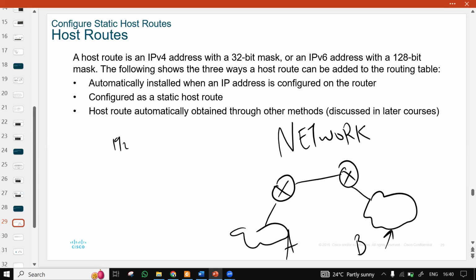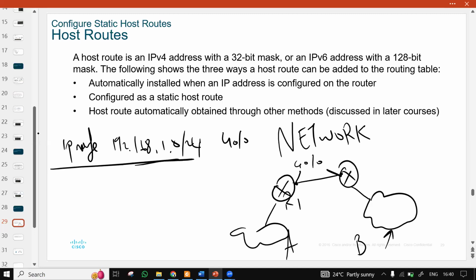192.168.1.0/24. That's the destination network. Then if R1 wants to know this network, it has to know through probably this or this exit interface. Let's use this one, G0/0, our exit interface. IP route configuration done.